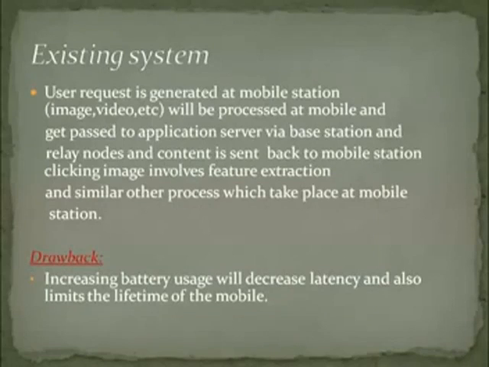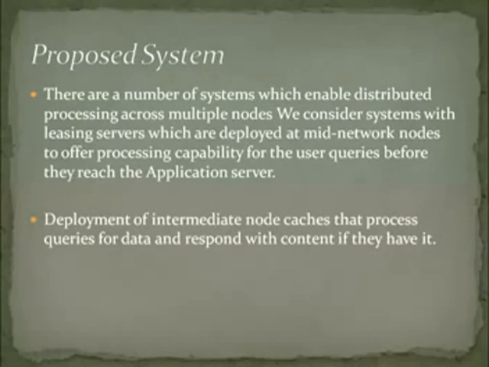The existing system says the user request generated at the mobile station will be processed at the mobile and gets passed to the application server via the base station and relay nodes, and the content is sent back to the mobile station. Clicking an image involves feature extraction and similar other processes which take place at the mobile station. The main drawback in the existing system is that increasing battery usage will decrease latency and also limits the lifetime of the mobile.